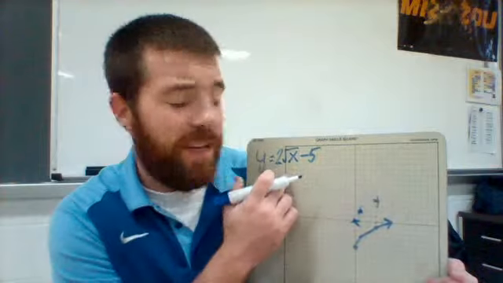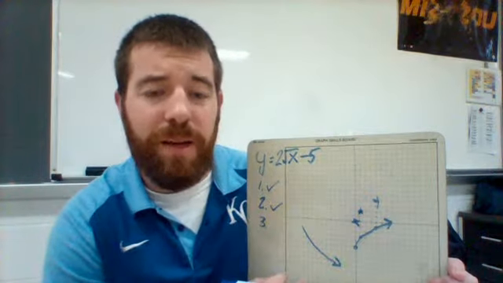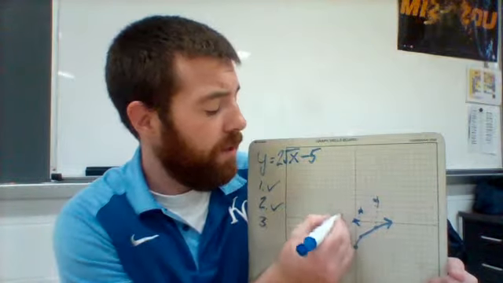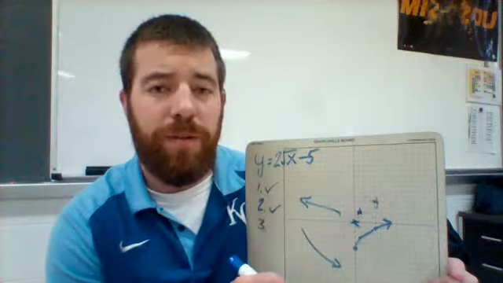Remember, if you have a negative A, it's now going to look like that. It's going to flip it, and it's going to be going down. You'll never have a ray that faces this way. They always will move left to right on graphing radicals.